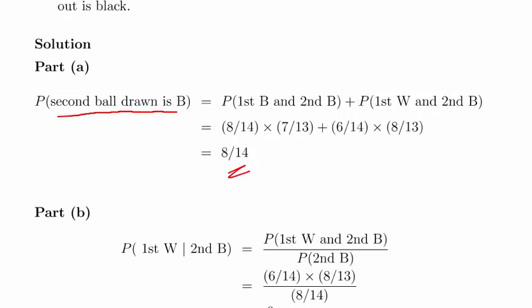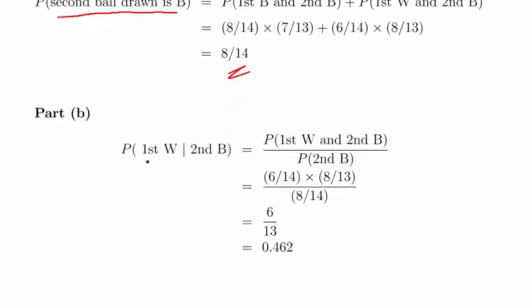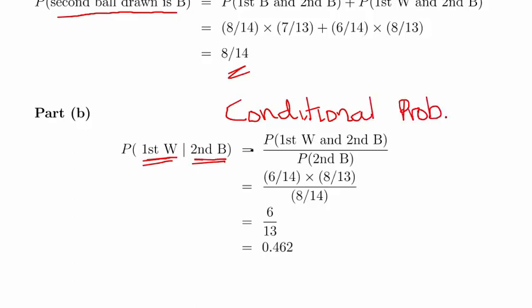Now the second part is, using the conditional probability formula, the probability that the first ball is white, given that the second ball is black. So this is the conditional probability formula here. And this is equal to the probability of the first ball being white and the second ball being black, which we know. We're actually using this expression here, divided by the probability of the second ball being black.